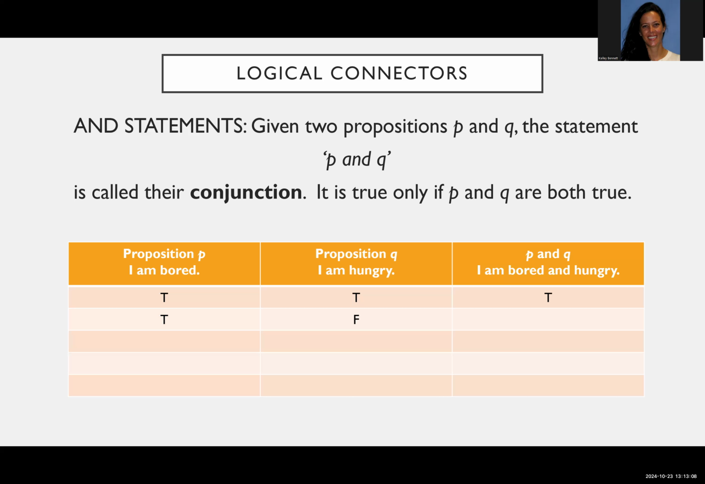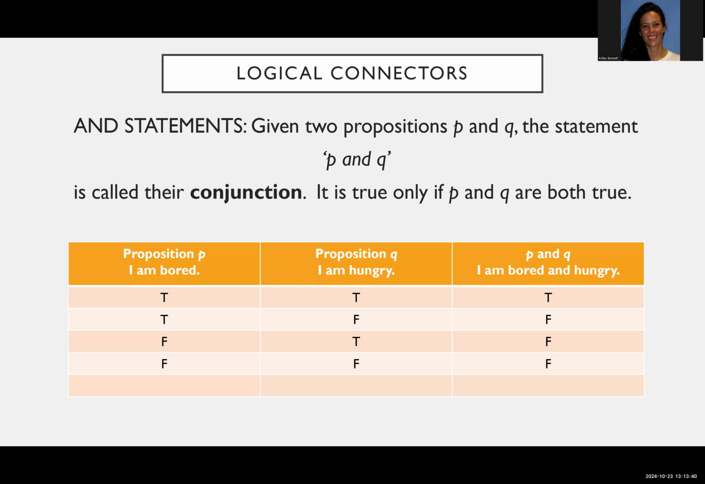But if proposition P is true, you're bored, but proposition Q, you're hungry, is not true, you couldn't say that you're both bored and hungry. So unless they're both true, you can't say I'm bored and hungry. Conversely, we could look at proposition P being false and proposition Q being true. Again, they're not both true, so you couldn't say that their conjunction is true. And then certainly if you say no to both of them, they're both false, I'm not bored, I'm not hungry, then, well, you definitely couldn't say you're bored and hungry.